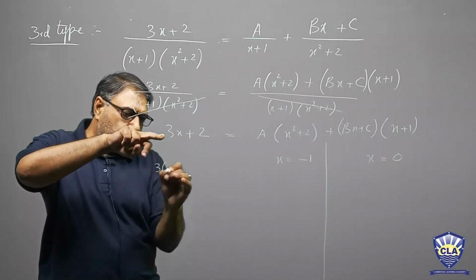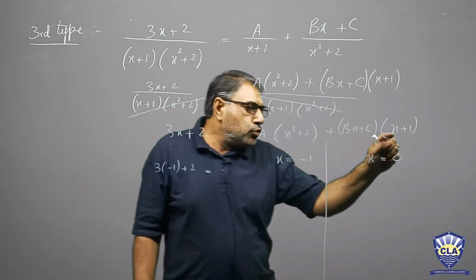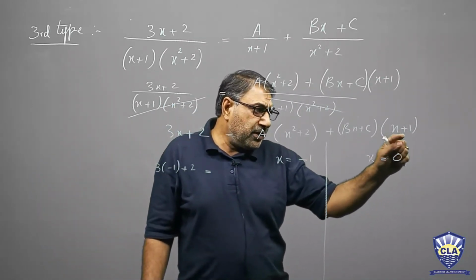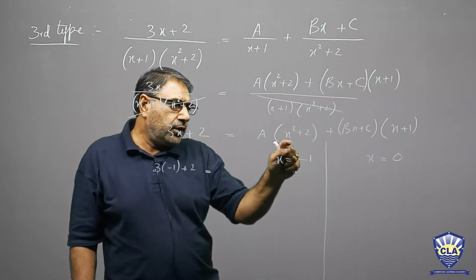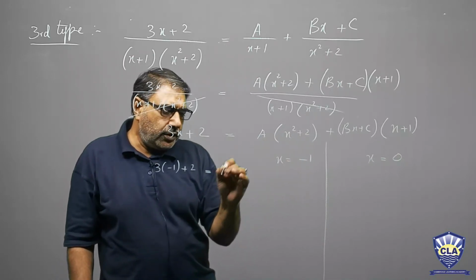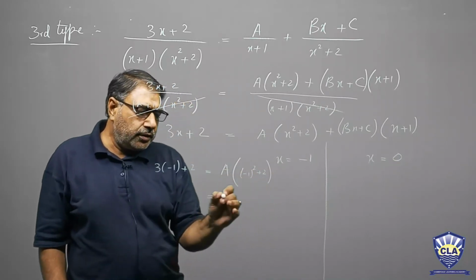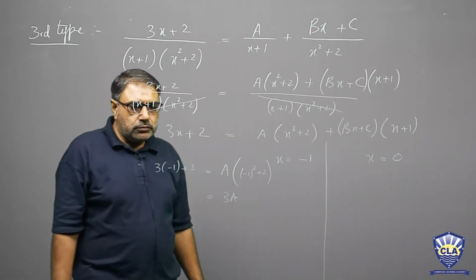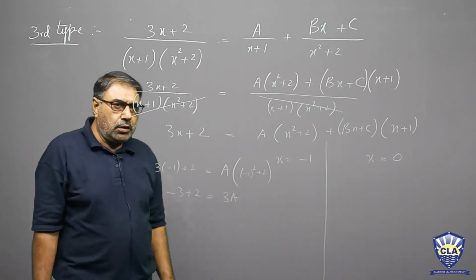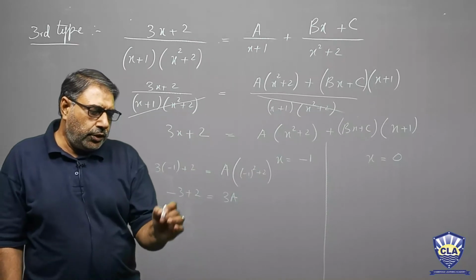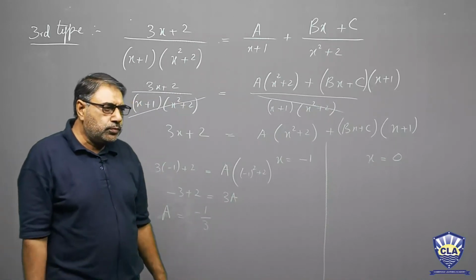Replace x equals minus 1. It becomes 3 into minus 1 plus 2, which equals minus 1. When x equals minus 1, minus 1 plus 1 becomes 0, so the whole term becomes 0. Minus 1 square is 1, so a into 1 plus 2, 3a. 3a equals minus 3 plus 2. So a equals minus 1 over 3.